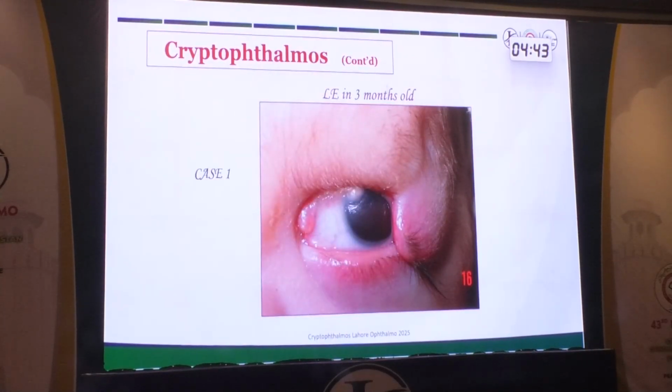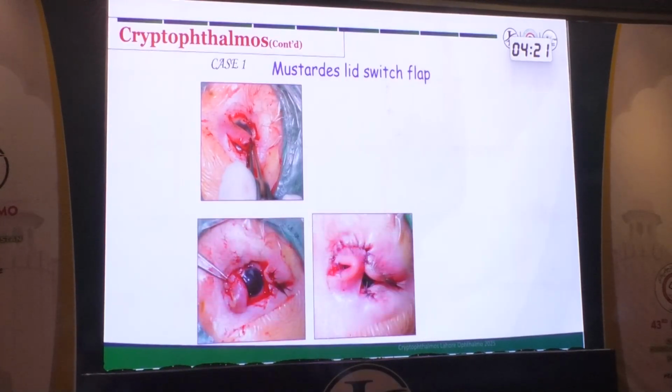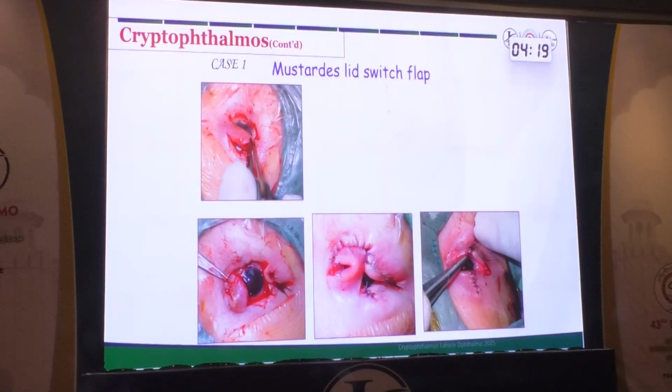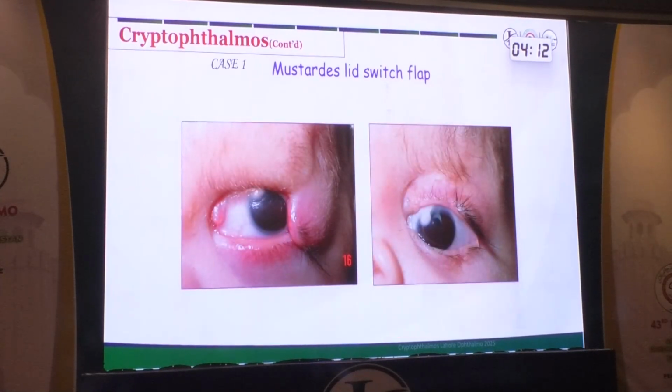This is one of my cases. The loss is about 60%, so I decided to go for the lid switch flap, the Mustarde lid switch flap. Here you can see I have quadrangulated the defect and taken a flap from the lower lid, which is 4 millimeters in width, rotated it, and then after 6 weeks I opened it, and this is the result.